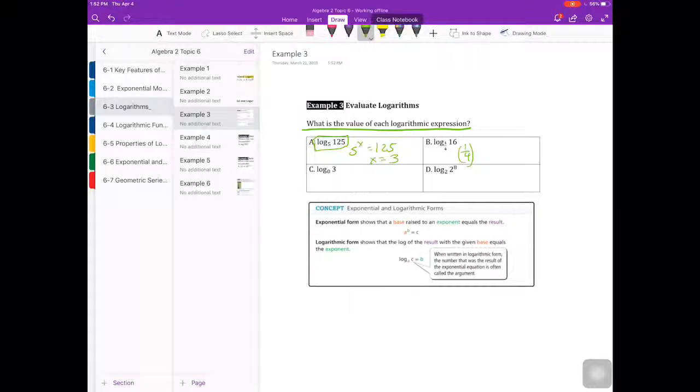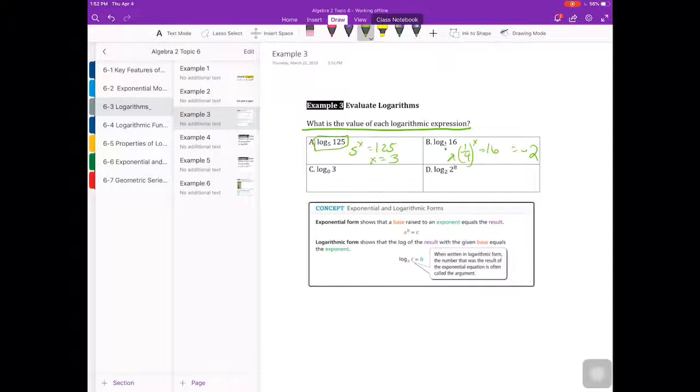1/4 to the what power is 16? Well, this is a fraction, so I'm going to have to flip my fraction to get an inverse. I'm going to have a negative number here. And again, if you put that straight into your calculator, you're going to get -2.